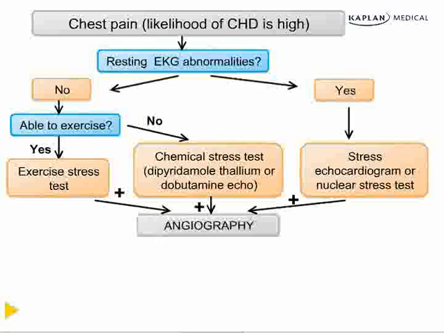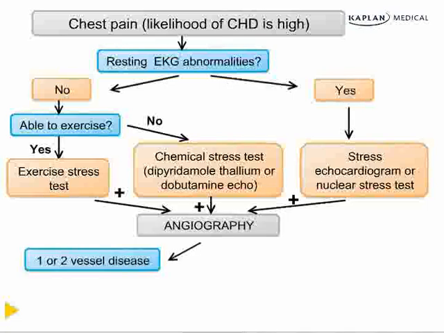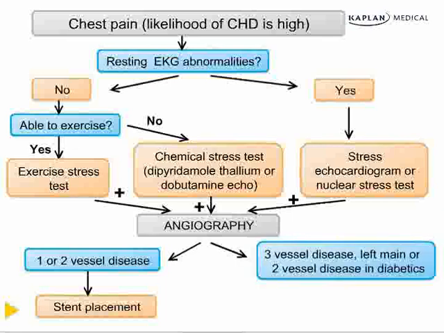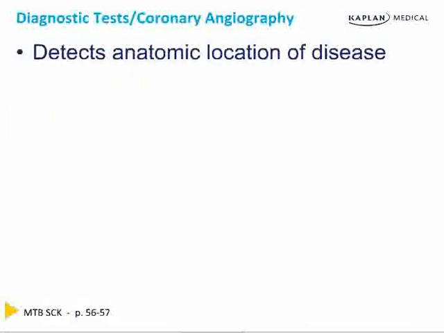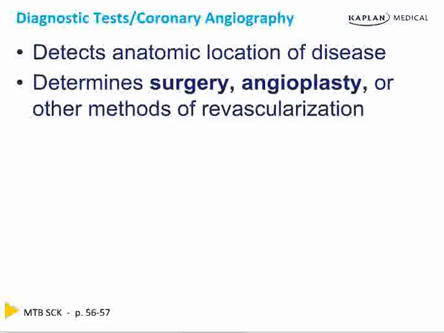Now, if any of these is positive, the next step is angiography, because angiography is the only way we're going to know. Is this one or two vessel disease that should get a stent, or is this three vessel disease, left main, or two vessel that needs bypass? Three vessel disease of 70% stenosis in each one. Left main with 70%, or two vessels in diabetics get bypassed. The angiogram allows you to know who should be revascularized by knowing the anatomic location of the disease.